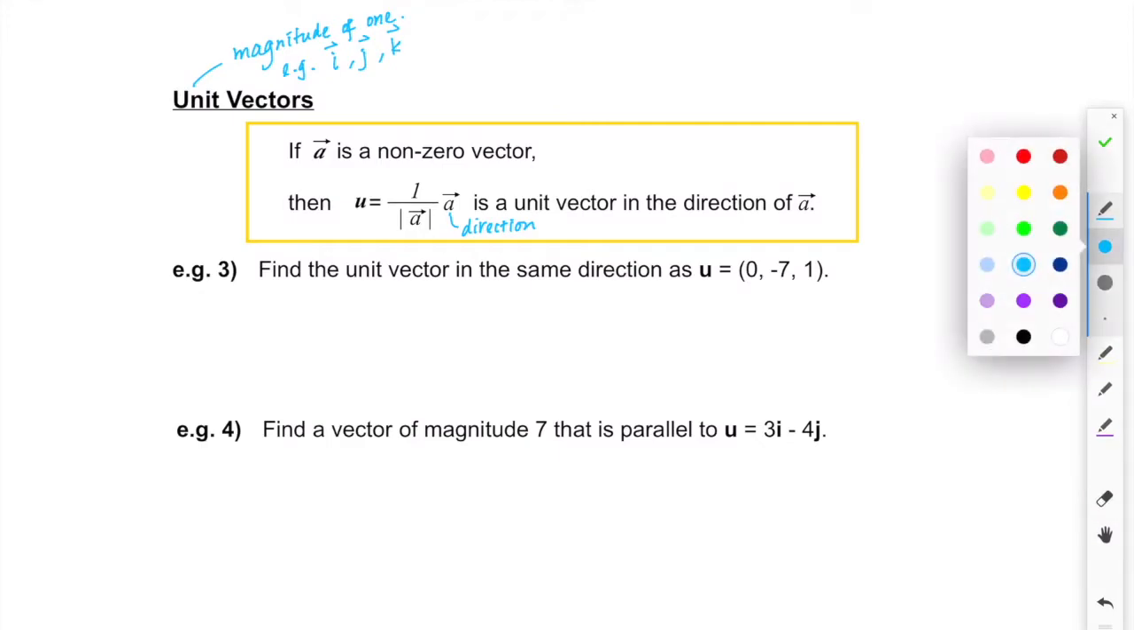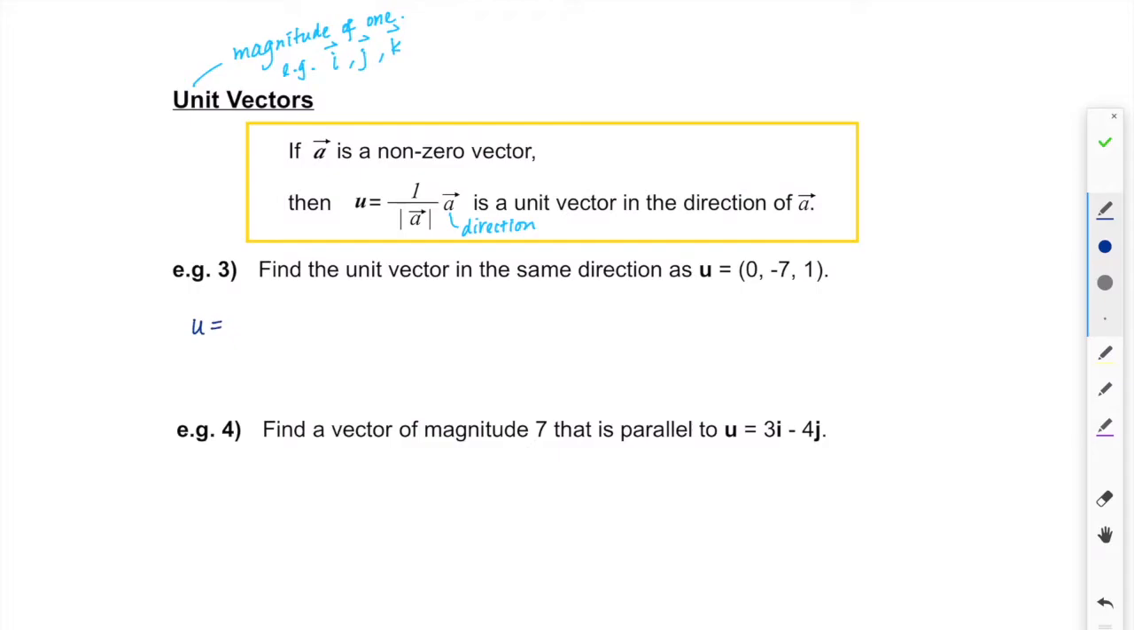So let's take a look at example 3. Find a unit vector in the same direction as u of 0, -7, and 1. So simply following, sometimes we'll use a u hat to indicate we have a unit vector. We can say that 1 over the magnitude of, let's call this A, I don't like to call this u. This is better, okay? So A here, and then A, that's what we're looking for. All right, so the magnitude of A is 0 squared is 0, 7 squared is 49, 1 squared is 1.